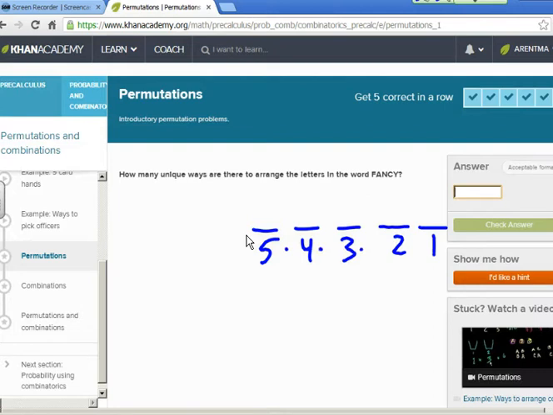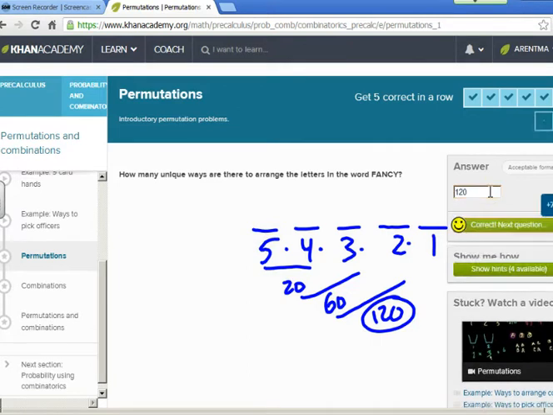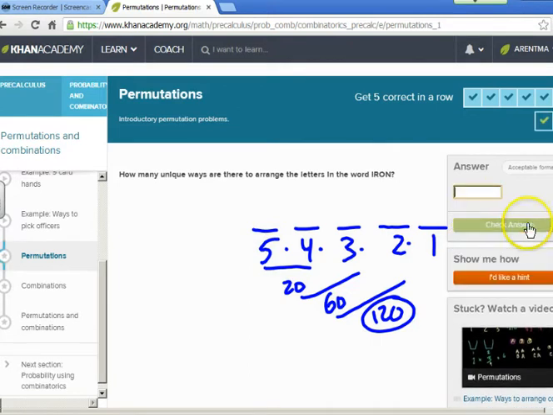Then multiply together. This will get you 20. 20 times 3 gets you 60. 60 times 2 gets you 120. Times 1 is also 120. So 120. All right, and it's good. Let's try out one other.